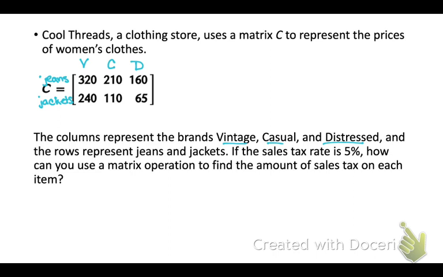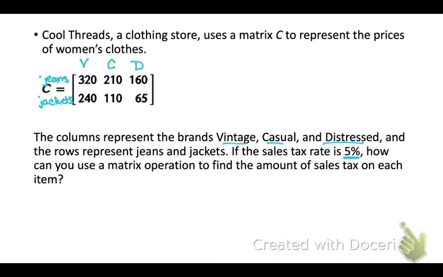So now, if the sales tax rate is 5%, how can you use matrix operations to find the amount of sales tax? Well, if I wanted to find the tax on any one thing, if I said something was $5 and it was 10% tax, how would you find it? You'd take 5 times 0.1, right? So we need to multiply everything in this matrix by what? 0.05. So what that is called is scalar multiplication.